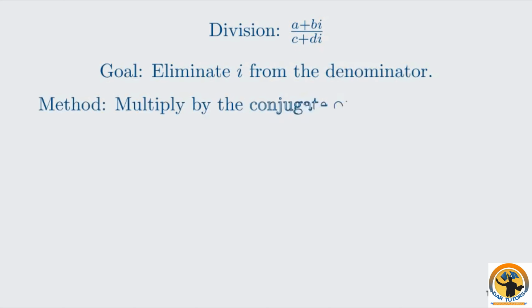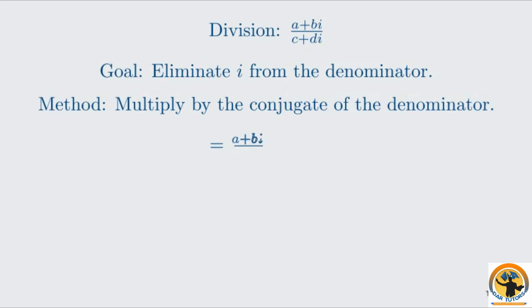Now let's tackle division. This is where the complex conjugate becomes indispensable. When dividing two complex numbers, our goal is to eliminate the imaginary part from the denominator. We achieve this by multiplying both the numerator and the denominator by the complex conjugate of the denominator. The process is to take the complex fraction, a plus bi divided by c plus di, and multiply it by a cleverly chosen form of 1, the conjugate of the denominator, c minus di, over itself.